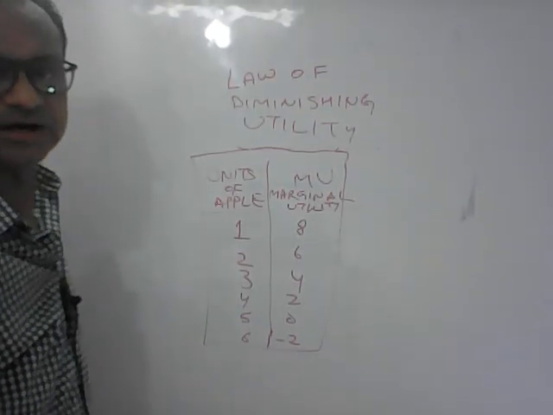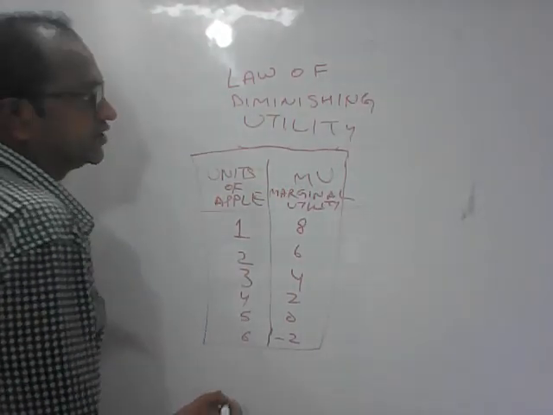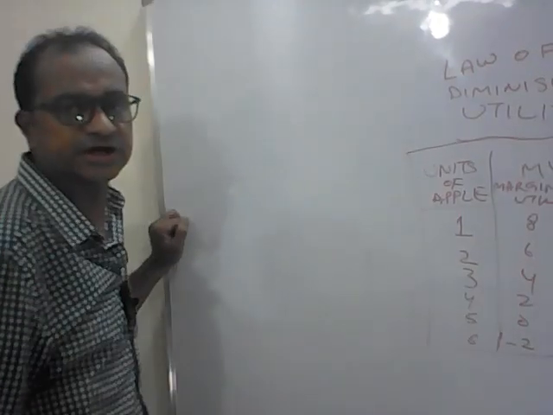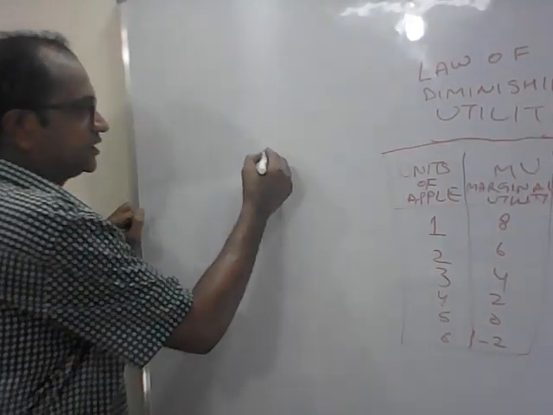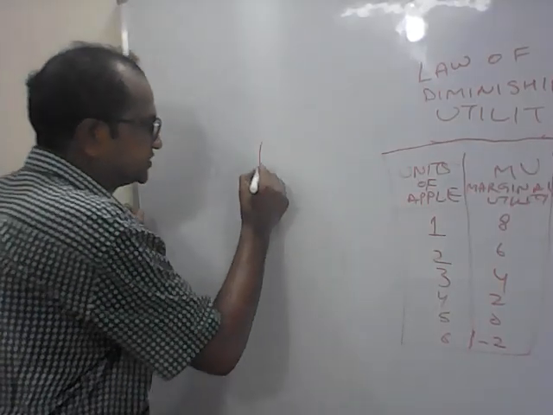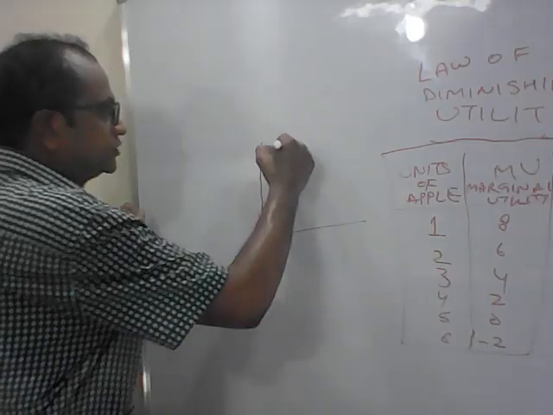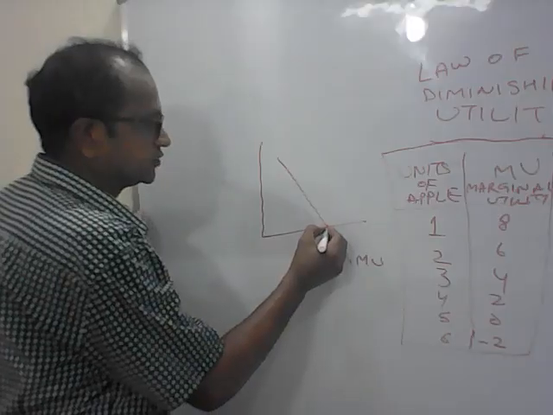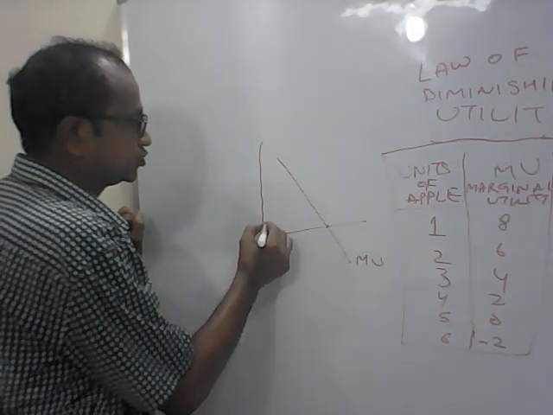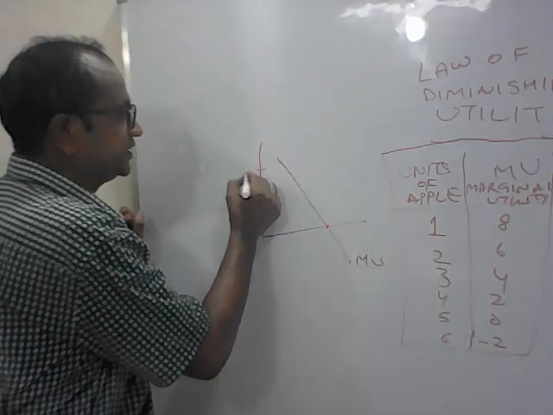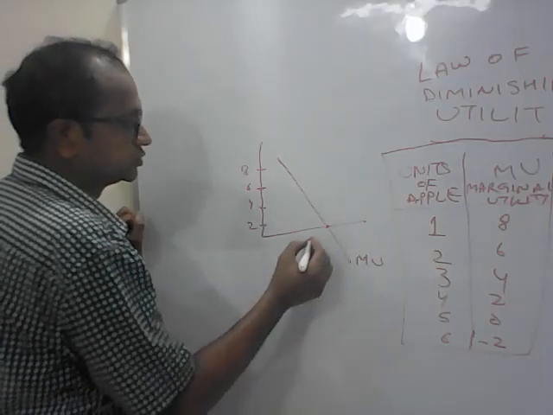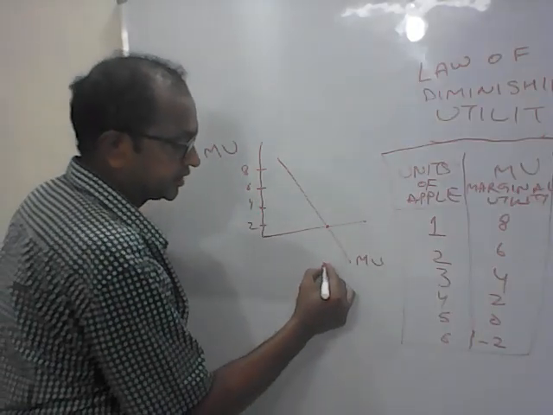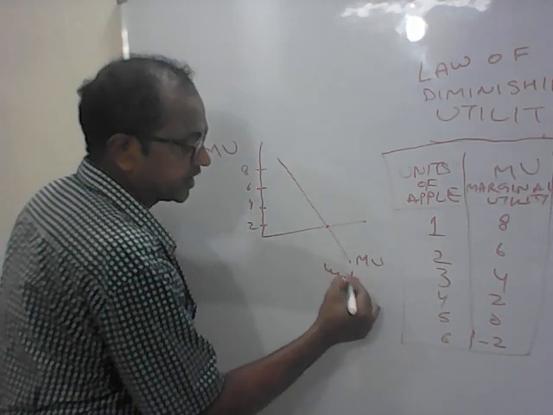It can be derived by a diagram as well. Let's see the diagram. This is the marginal utility diagram, in which marginal utility goes on diminishing. The values are 8, 6, 4 and 2, and it is MU, or marginal utility. On the x-axis we are taking units of apple.